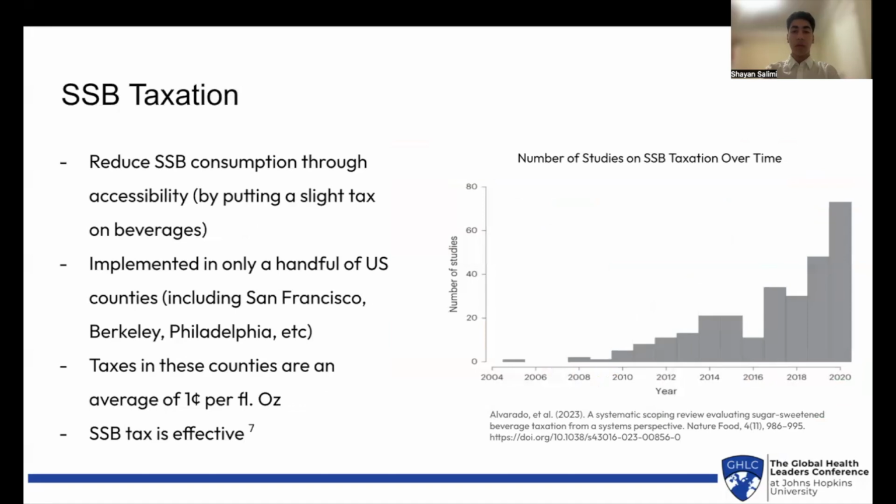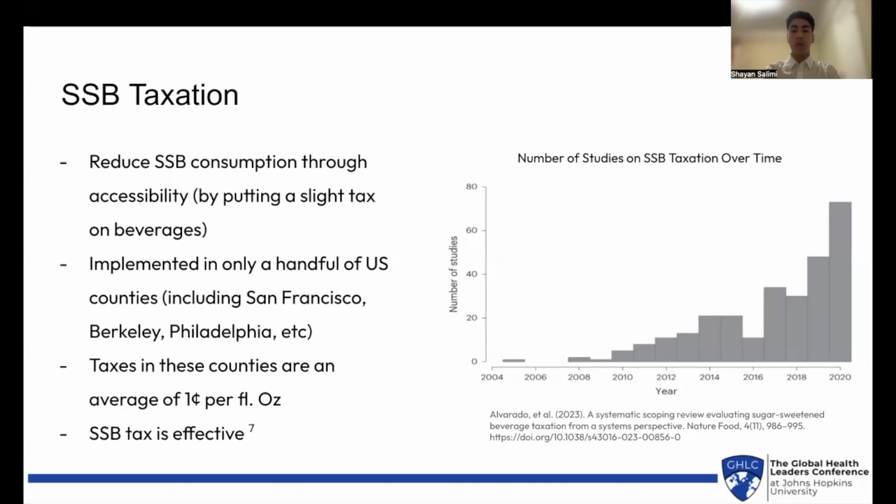A policy that I came across is sugar-sweetened beverage taxation, especially in it being implemented in just a few major cities, such as a few in California and only a handful of other cities around the nation. This tax would help reduce the accessibility of sugar-sweetened beverages in these affected areas and would be on average 1 cent per fluid ounce. Studies have shown increased attention towards sugar-sweetened beverage taxation over only the past half decade, and studies have shown that the impacts are effective.